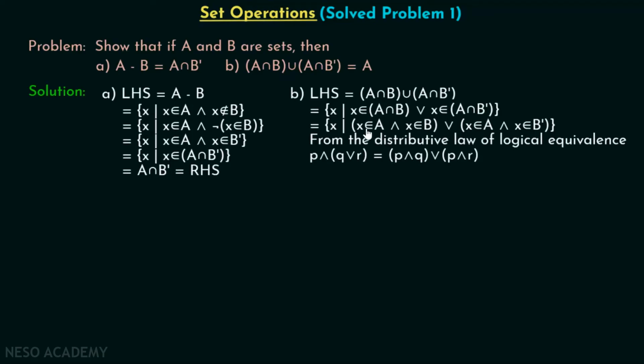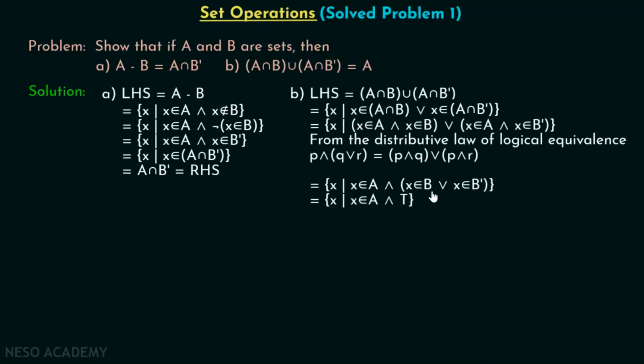You can see here that this is x belongs to A and x belongs to B, and here we have an OR operator, then we have x belongs to A and x belongs to B complement, right? This is the complete sentence. Let's say this is P, this is Q, and this is R. Then this sentence is nothing but P and Q or P and R. So we can rewrite this as P and Q or R, or we can rewrite this as x belongs to A and x belongs to B, or x belongs to B complement without any problem, right?